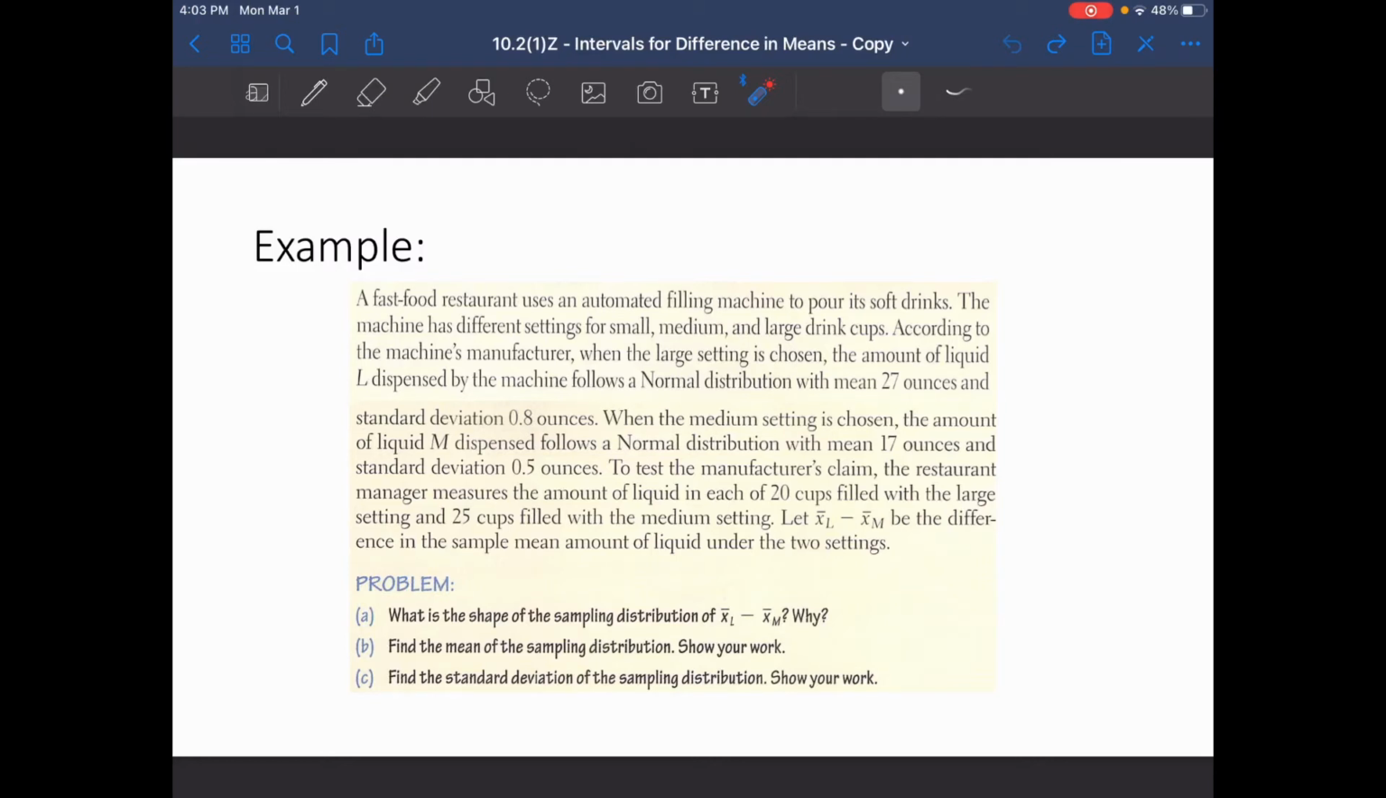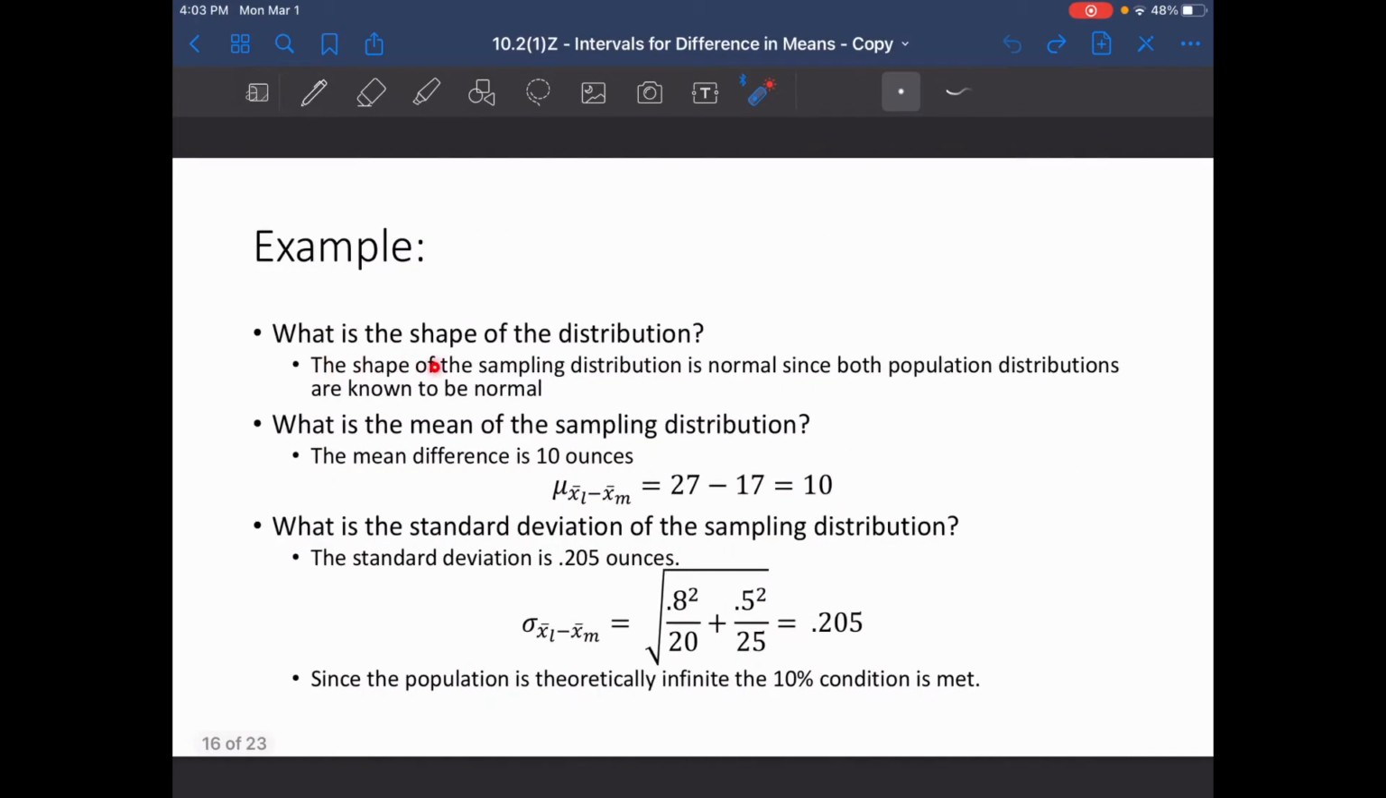We want to let the mean of L minus the mean of M be the difference in the sample mean amount of liquid under the two settings. So for part A, we're asked to describe the shape of the sampling distribution of the mean of L minus the mean of M and why. Well, we know that L follows a normal distribution. We also know that M follows a normal distribution as well, so it's safe to say that the shape of the sampling distribution is going to be normal since both population distributions are known to be normal.